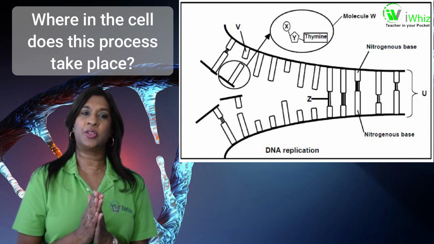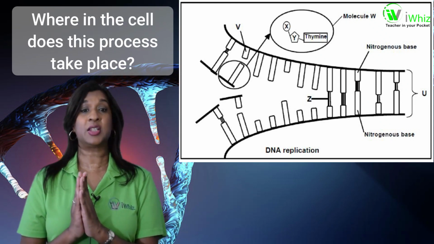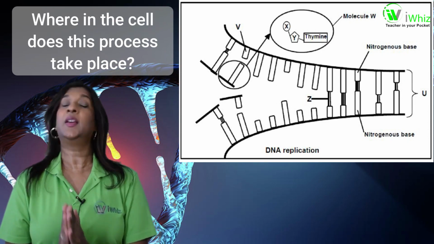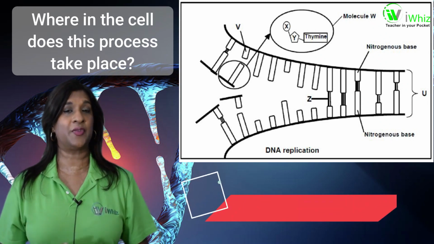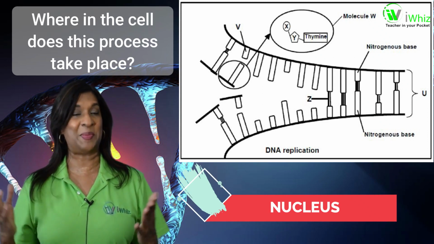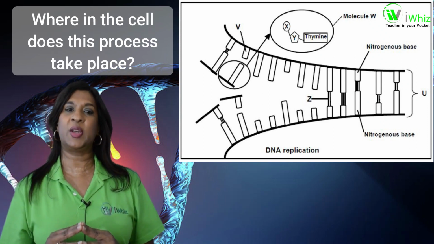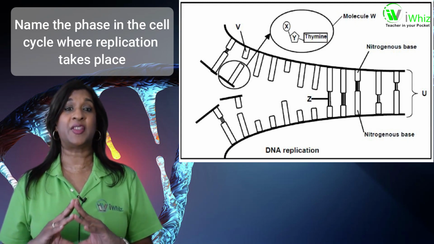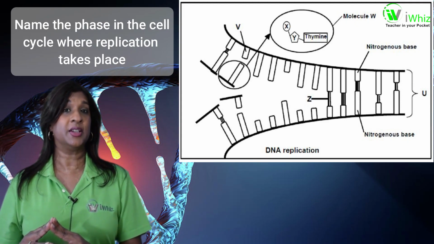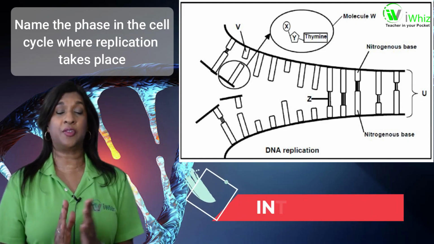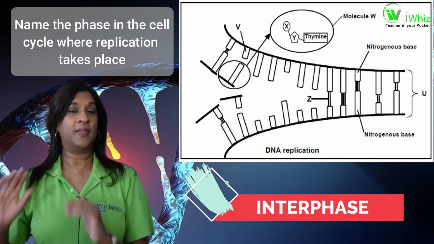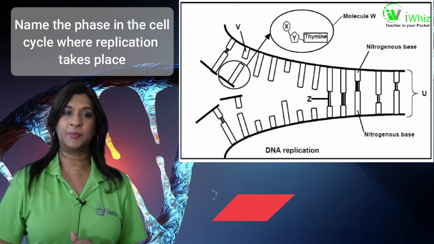Right, the next question. Where in the cell does the process take place? So where does DNA replication occur? It occurs in the nucleus of the cell, because that's where our main DNA is found, if we can say main DNA. Right, our next question. Name the phase of the cell cycle where DNA replication occurs. So it occurs during the interphase, right? So the interphase, remember, is before the division. That's the part of the cell cycle.